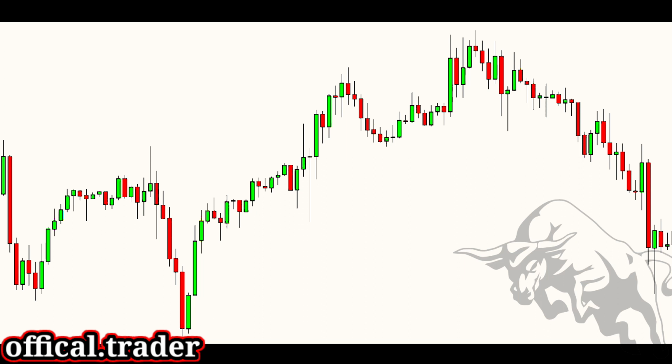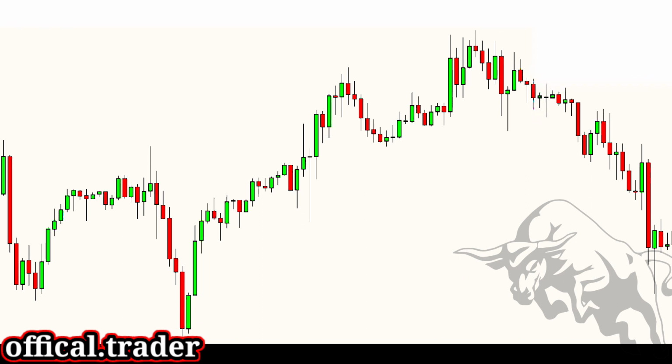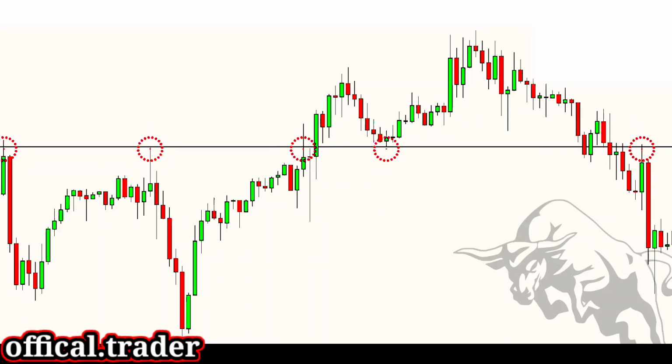Here, we have an hourly chart of the pound dollar. Let's draw in our first key level, which we will use on the 5 minute chart for our scalping strategy. You can see this level was respected multiple times by price. Now, let's draw in our second key level.